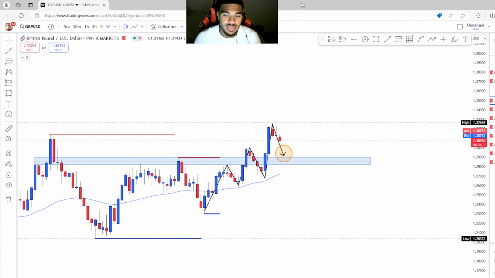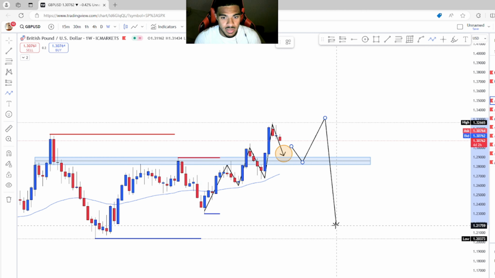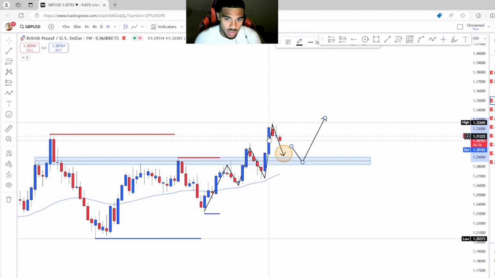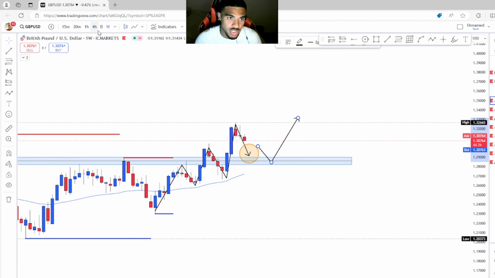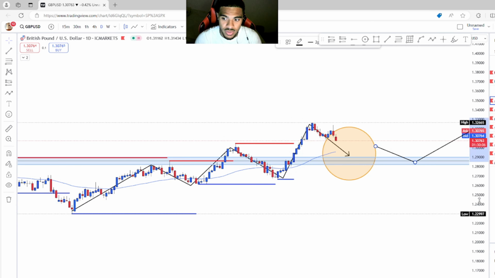So we're looking for it to come down, test this zone right here, and either make its way back up, or break the zone, retest, and make its way back down again. That would be a nice head and shoulders: if it does break, retest, come back down, retest again and drop. Left shoulder, head, right shoulder, depends. So right now GBP USD is just waiting on the weekly time frame.